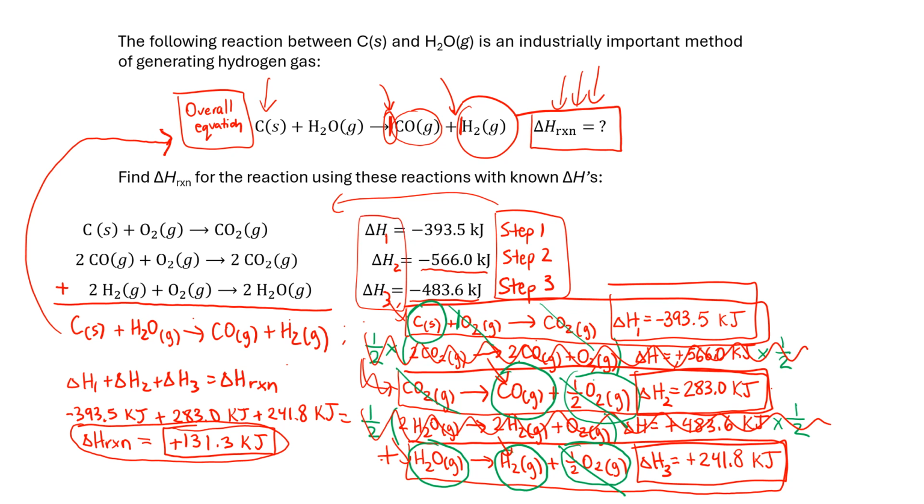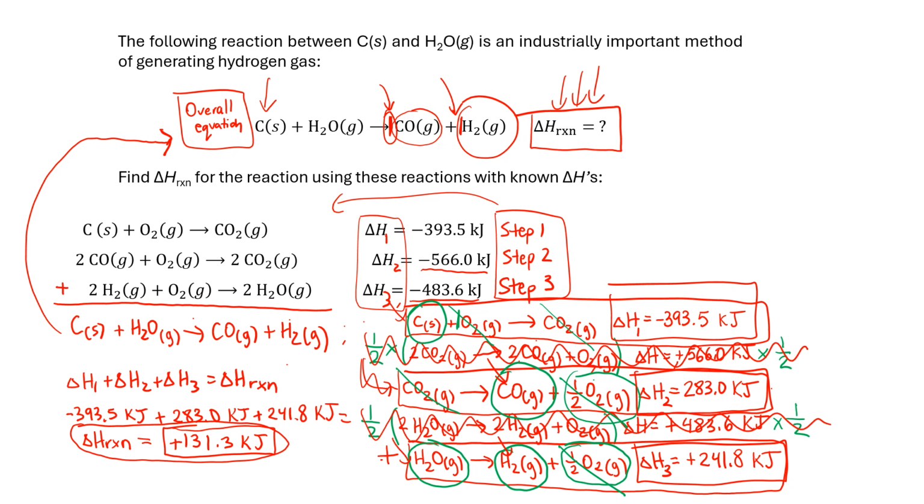We needed to manipulate each step so that when you add all of the steps, they lead to the overall equation. And how did we manipulate each step? Well, we had to flip it, we had to multiply it, in this case by half, which is the factor necessary to get everything to the correct amounts based on the overall equation. And whatever we did to the equation, whether we flipped it or multiplied it by a factor, we had to change the delta H accordingly.